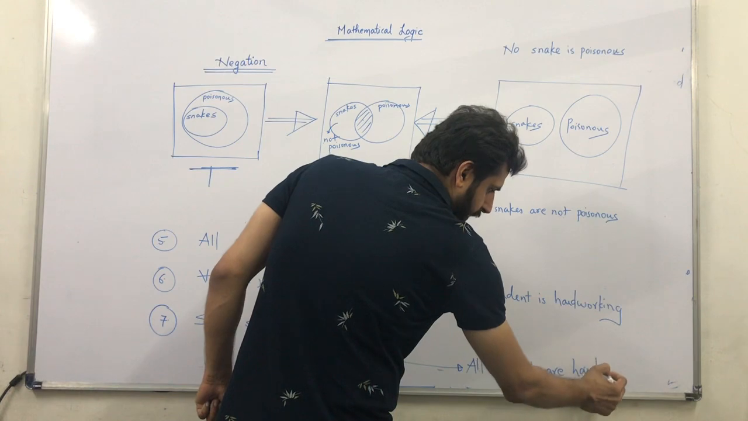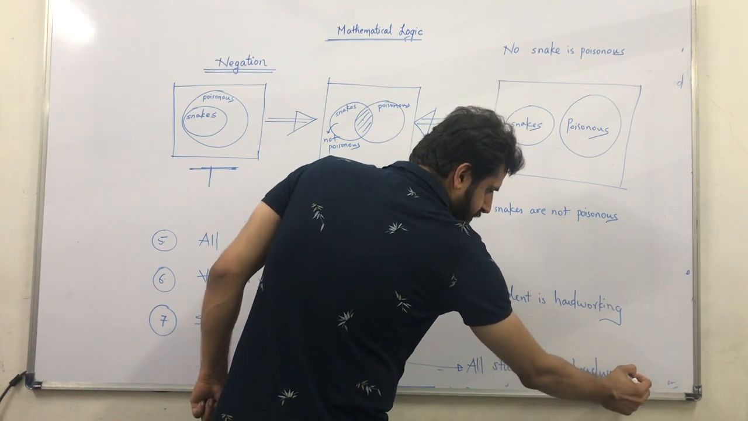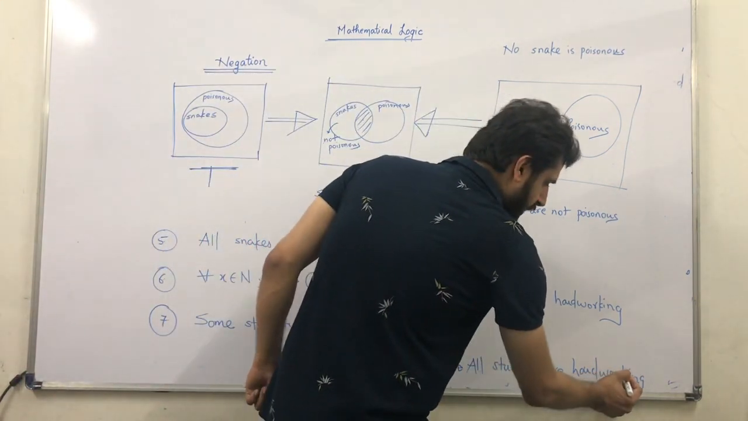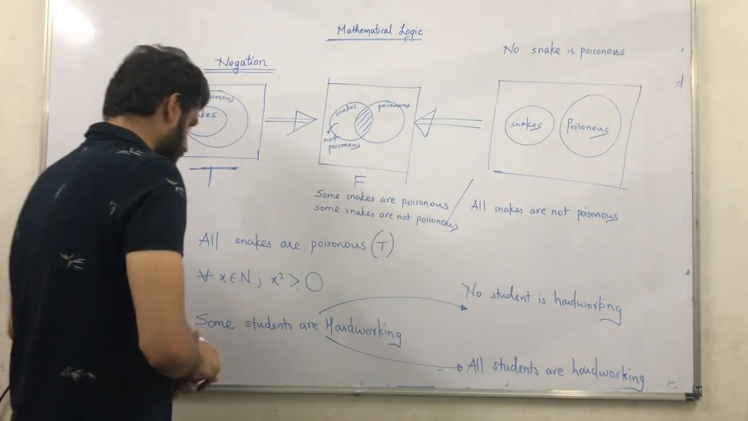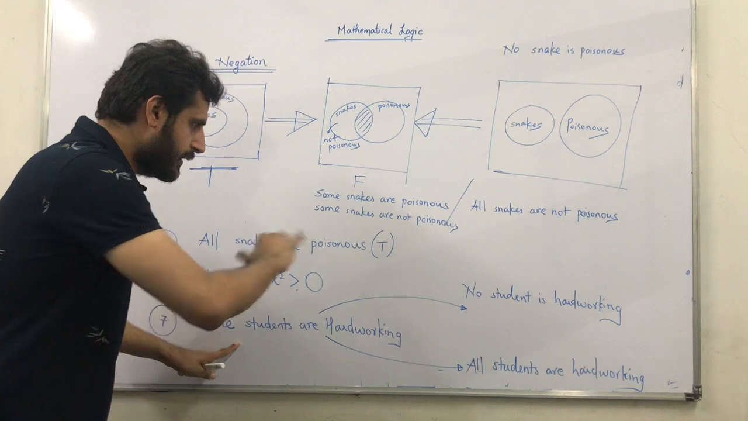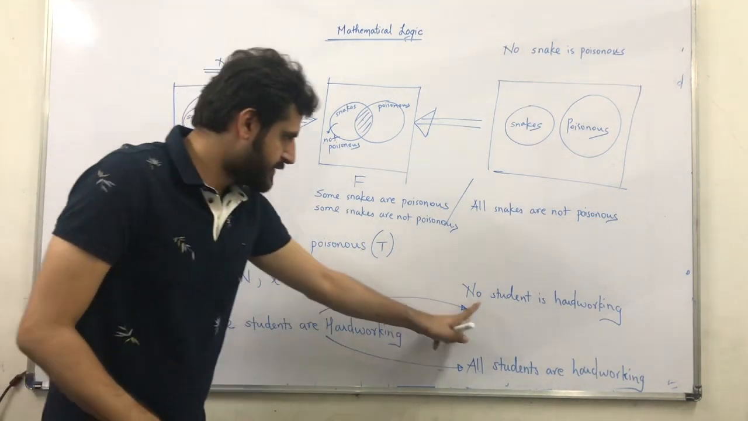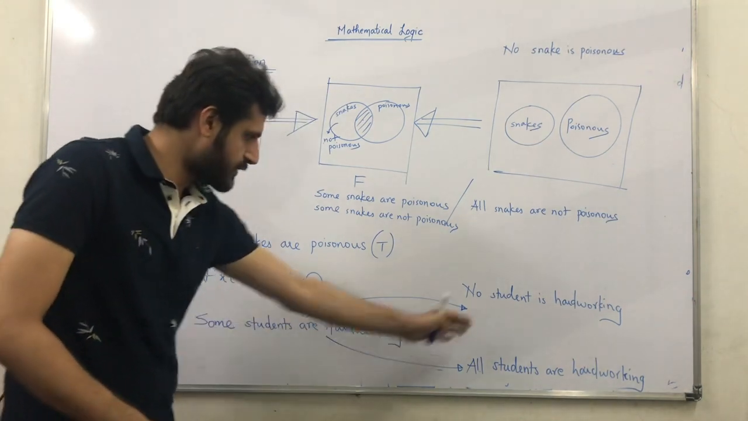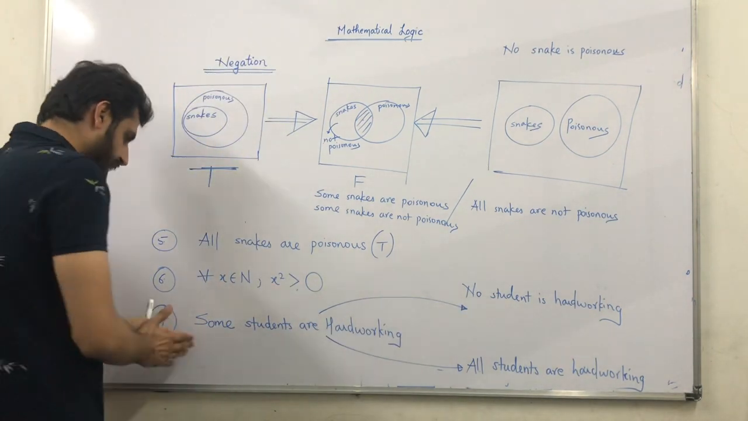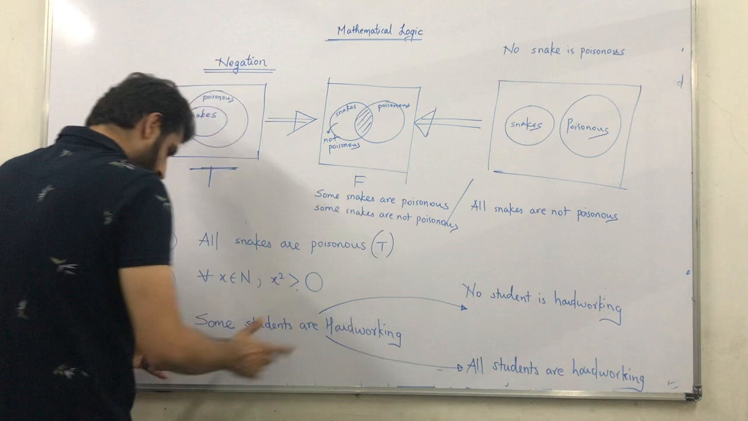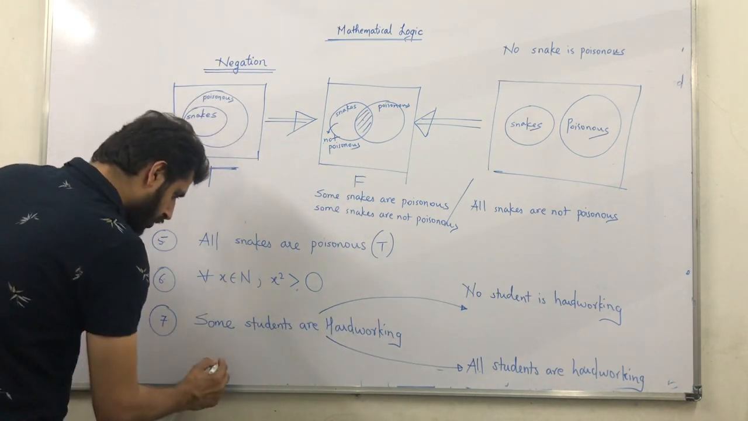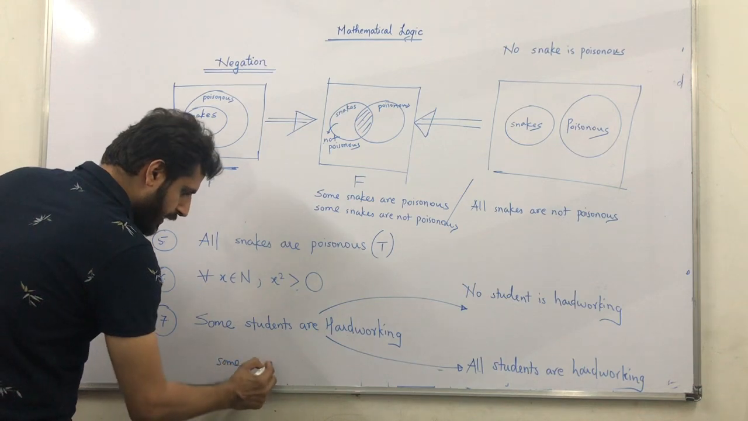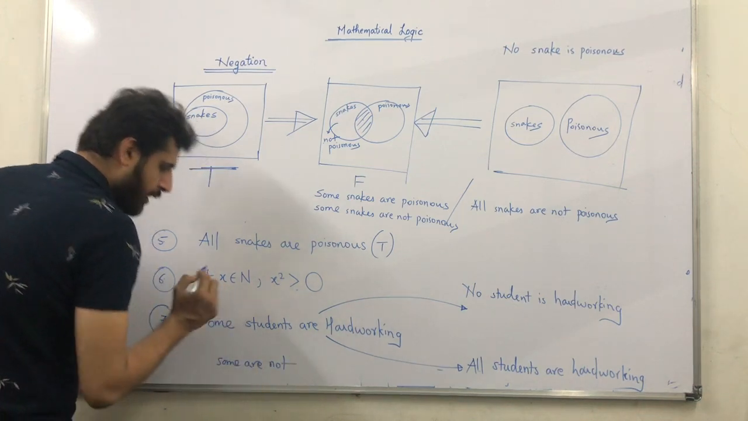This also can be taken as negation of some students are hardworking. Some students are hardworking. The negation will be two ways. Zero students hardworking, or you can take it as all students hardworking, because when I make the statement some students are hardworking, by default some are not hardworking. So some are not and some are hardworking, some are not hardworking.